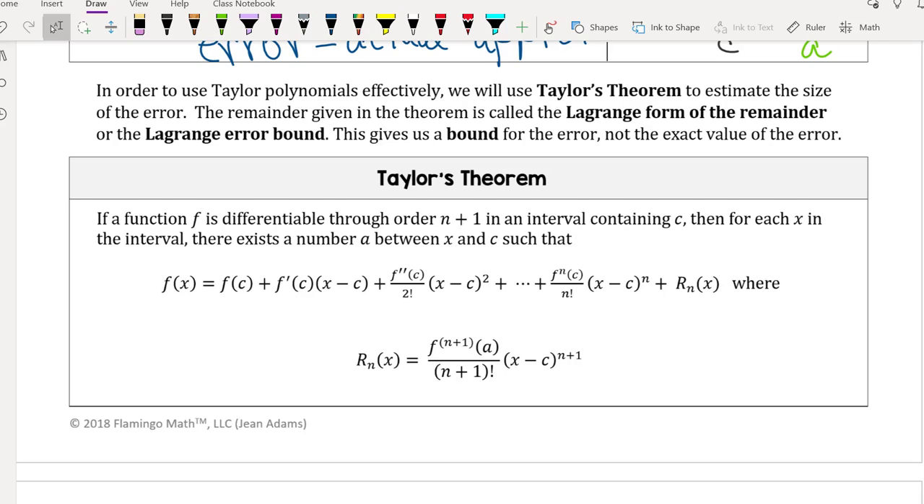So here's Taylor's theorem. If a function f is differentiable through order n plus 1, so if you want to take the fifth polynomial, you have to be able to take the sixth derivative, in an interval containing c, then for each x in the interval, there exists a number a between x and c, such that, and there's our Taylor polynomial. Here's our Taylor polynomial right here.